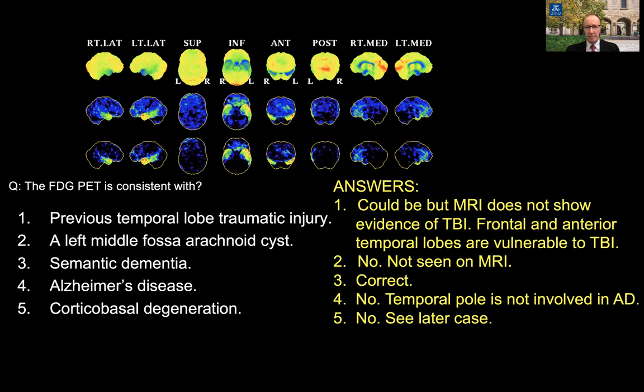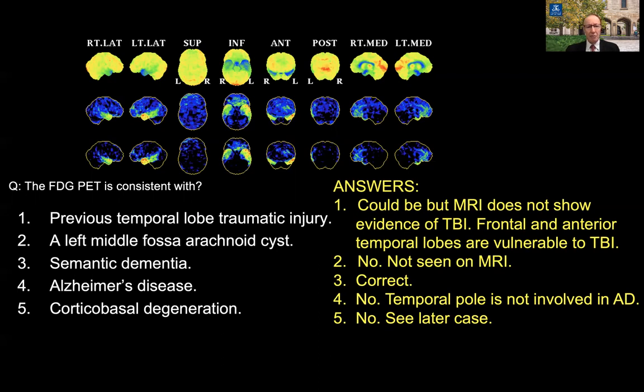Here are the answers. Previous temporal lobe traumatic injury? Well, yes, it could be, but the MRI doesn't show any evidence of TBI, traumatic brain injury. The frontal lobes and the anterior part of the temporal lobes are particularly vulnerable to injury. So it's not uncommon in somebody who's had severe TBI to find this sort of appearance in the anterior temporal lobes, but there's usually some significant frontal involvement as well.